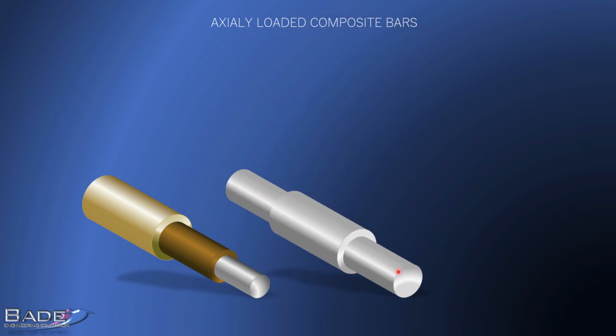Here is one more example of a bars in series composite bar. Actually, it is made of a single material, but different segments of this bar have different diameters. So clearly we can see three different diameters for different segments. So this is one example of bars in series.